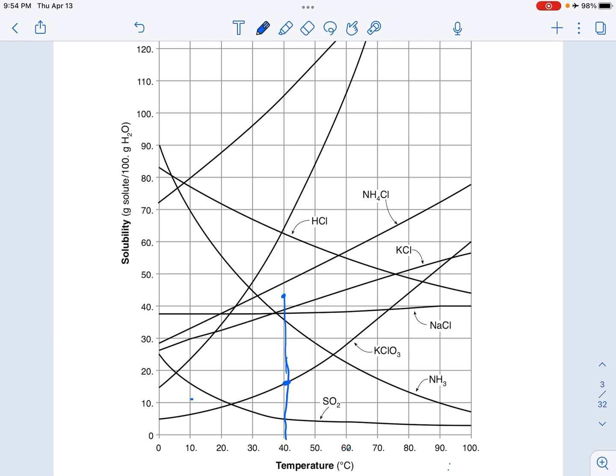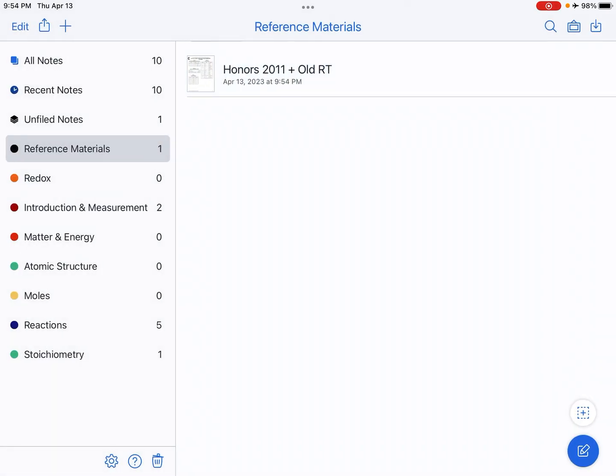So it's not choice 1. A saturated solution of KCl. Well, KCl will be right there. An unsaturated solution of NaCl. So NaCl's line is right here. The line is above that. An unsaturated solution of NH4Cl. So since this dot is below NH4Cl, that's our choice. Choice 4.